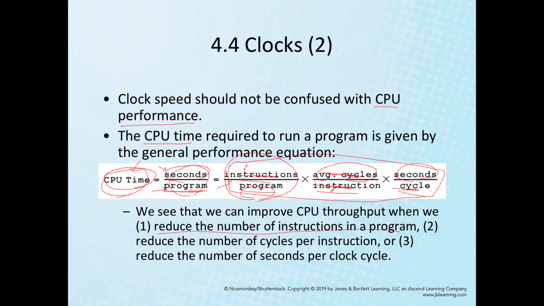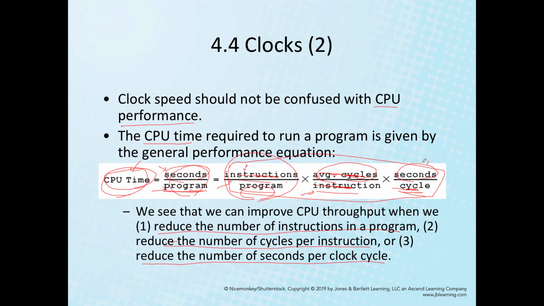Second one is per instruction, let's reduce the number of cycles. So reduce the number of cycles per instruction. Third one is per cycle, let's reduce the number of seconds and make the cycle shorter. So reduce the number of seconds per clock cycle. So we can focus on three things to enhance the computer performance in terms of CPU time.